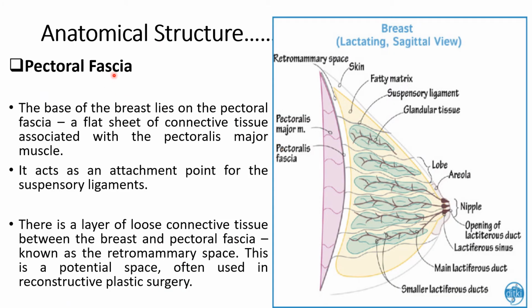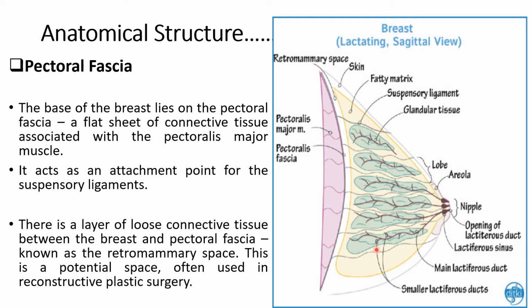Coming to the pectoral fascia. The base of the breast lies on pectoral fascia. It is a flat sheet of connective tissue associated with the pectoralis major muscle. It acts as an attachment point for the suspensory ligaments, or Cooper ligaments, or ligaments of Cooper. There is a layer of loose connective tissue between the breast and the pectoral fascia that is known as retromammary space. This is a potential space often used in reconstructive plastic surgeries of breast.